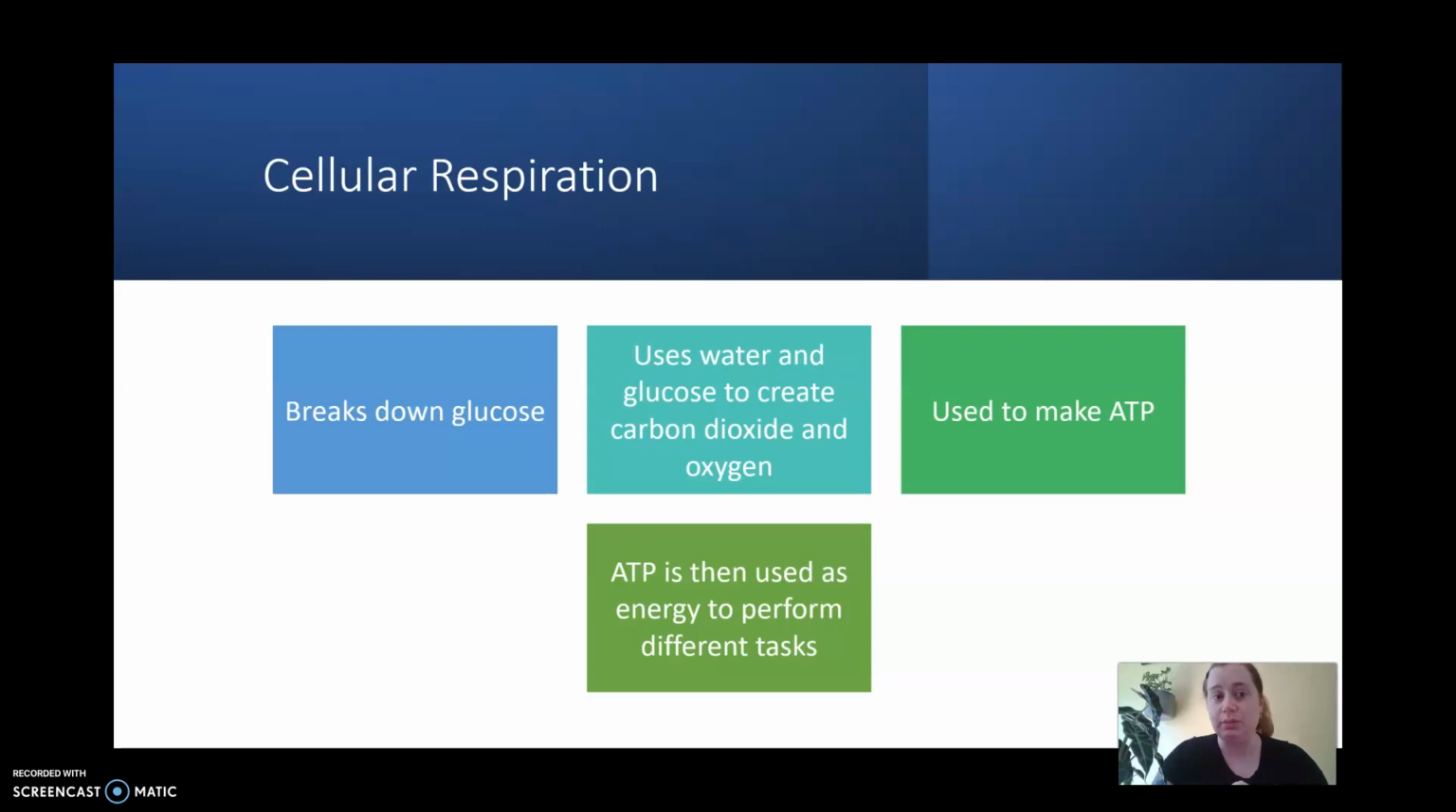The formula for cellular respiration is almost the opposite of the formula for photosynthesis. So what this means is that the reaction for cellular respiration, the product is photosynthesis, and so for photosynthesis, the reaction, the product is cellular respiration.